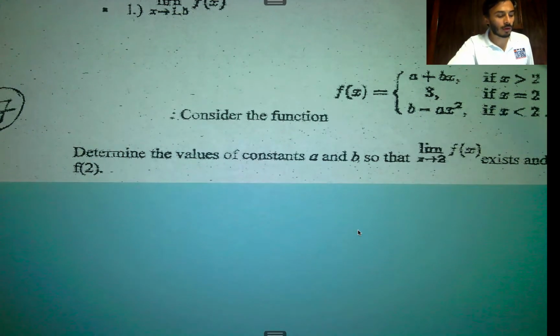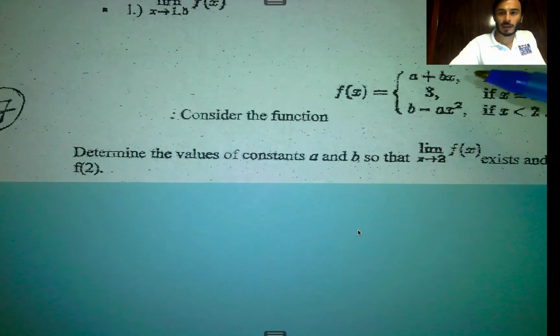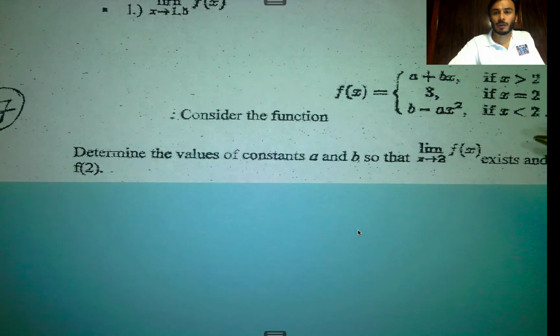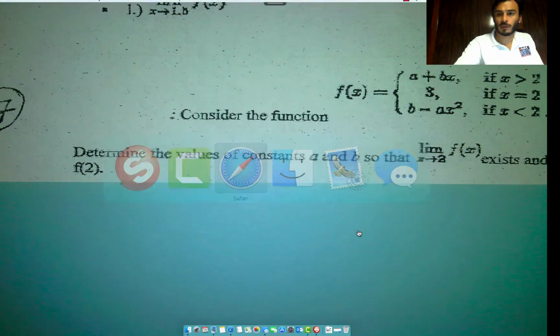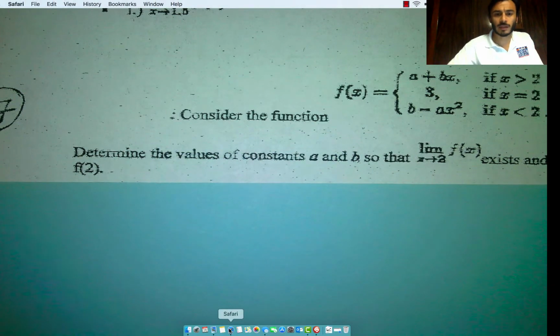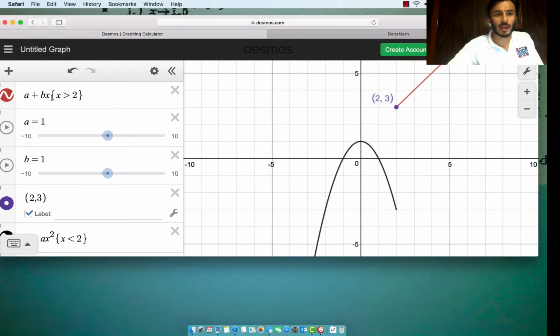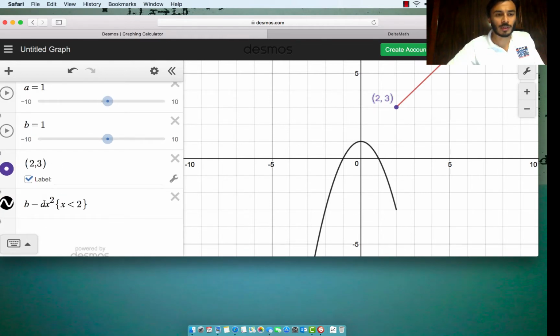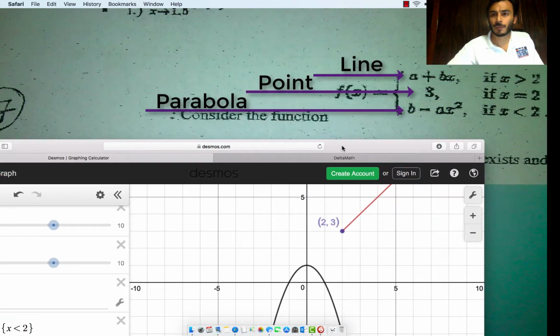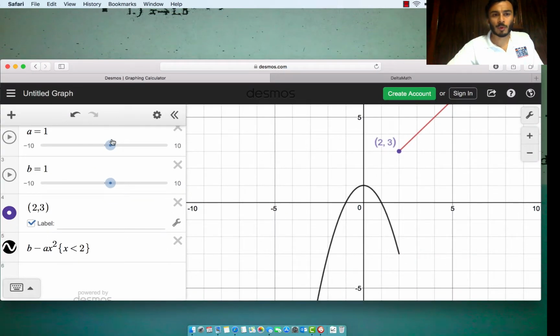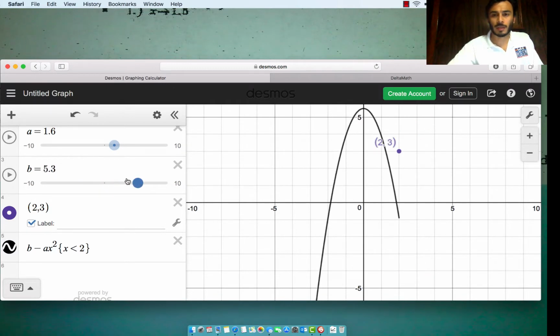In this video I want to show you how to make a piecewise function continuous when you are given these constants a and b or some other letter. Let me show you an example of what this could look like. I graphed a plus bx, the point (2, 3), and b minus ax squared, which all come from the information I'm given right here. But I don't know what a and b are. A and b could be anything right now.